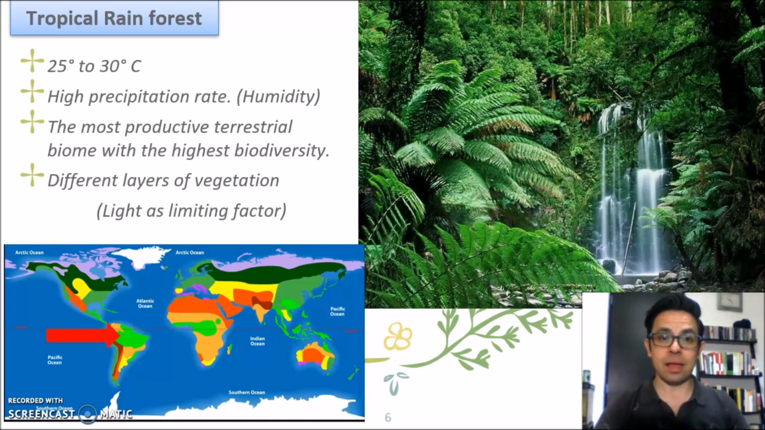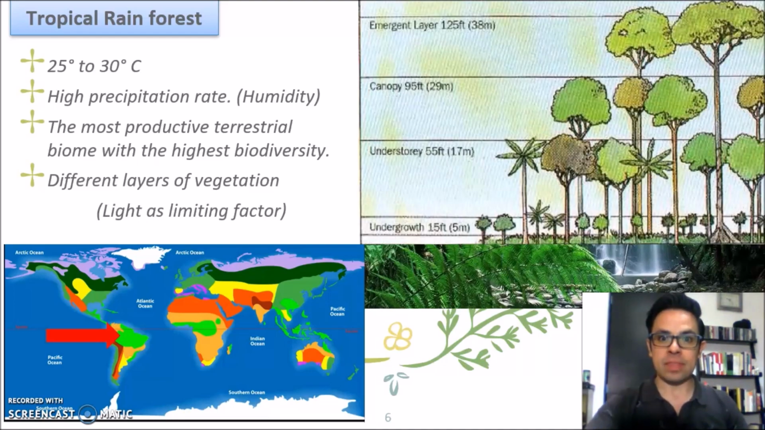Now, light having such an important role, this light will act as a limiting factor, producing different vertical stratification layers that we can see in this image. The emergent layer at the top, the canopy next, the understory, and the undergrowth layer.